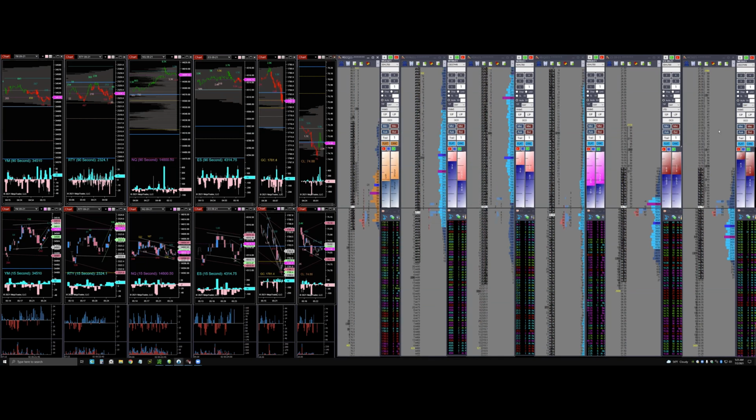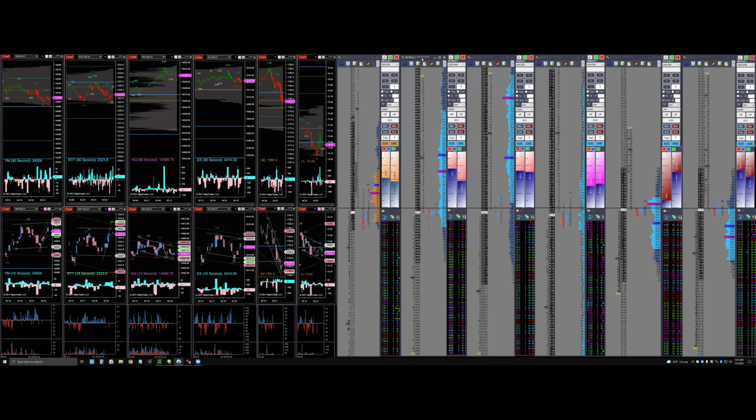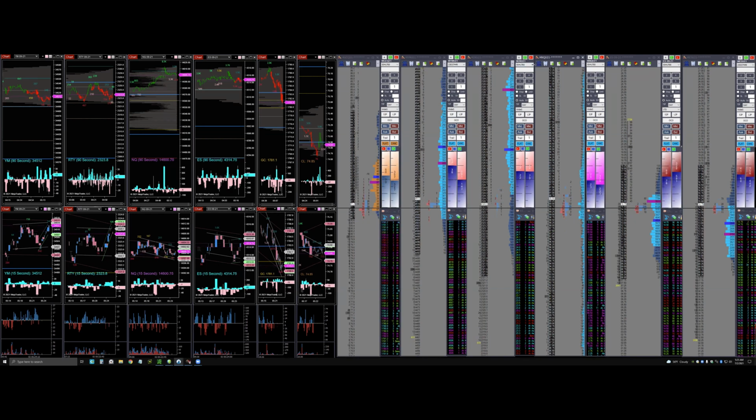One more time, right to left, you're seeing the MES, the ES, the micro NQ, the micro RTY, the micro YM, and micro gold. And I'm just in the micros because I'm probably going to trade some of this live, and I don't want to put on mini size positions while I'm teaching because it's too easy to get distracted. So anyway, that's what we're going to do.